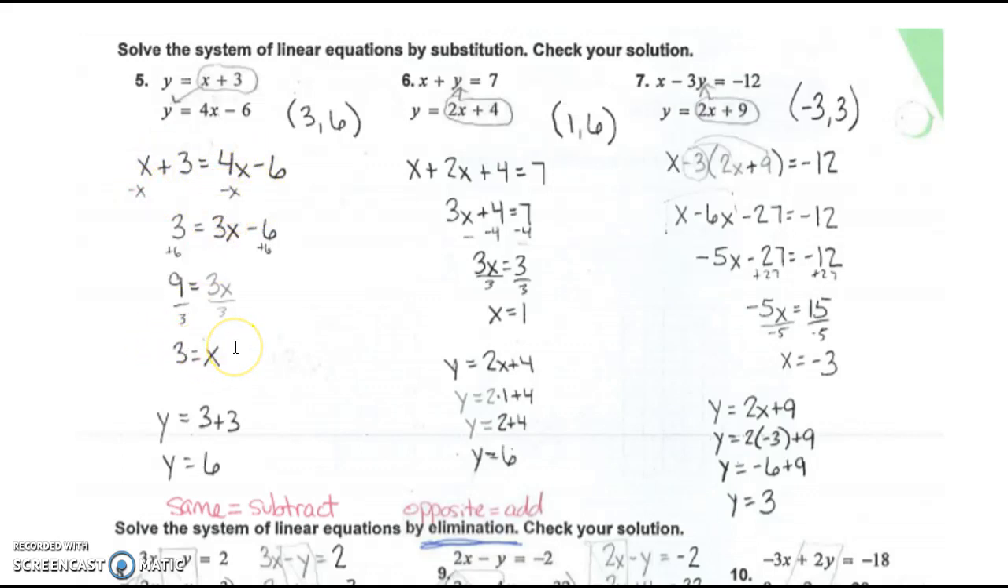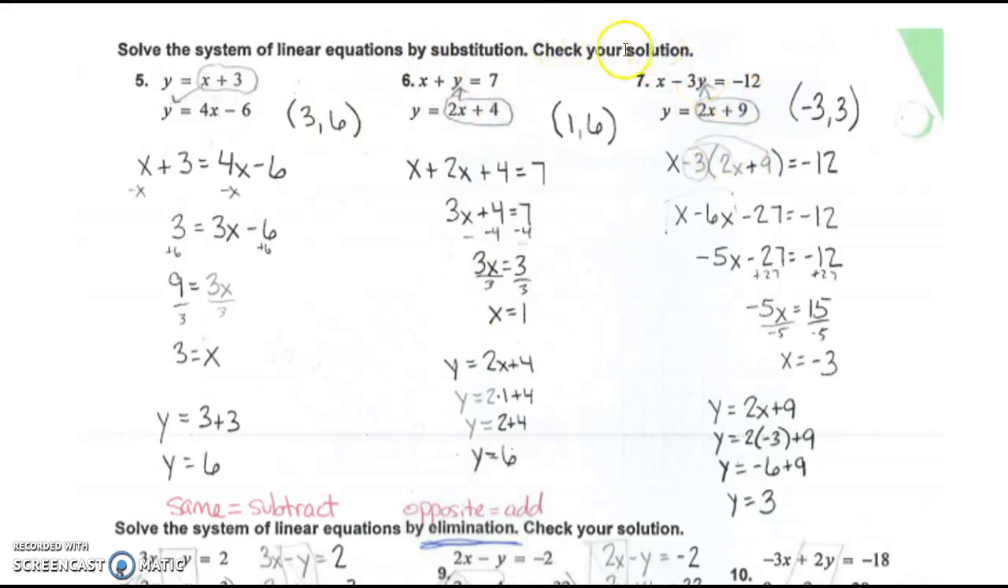Once you get x or y, whichever one you happen to get first, you will plug it back into either original equation. I chose the top one to get your second coordinate that you're looking for. All answers go in x comma y format. Same here, circle substituted in, circle substituted in.